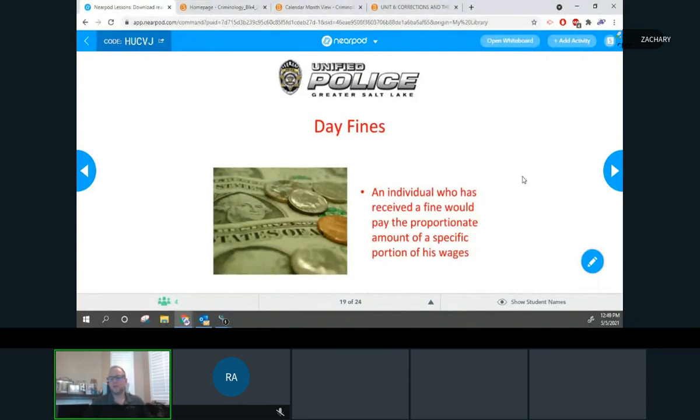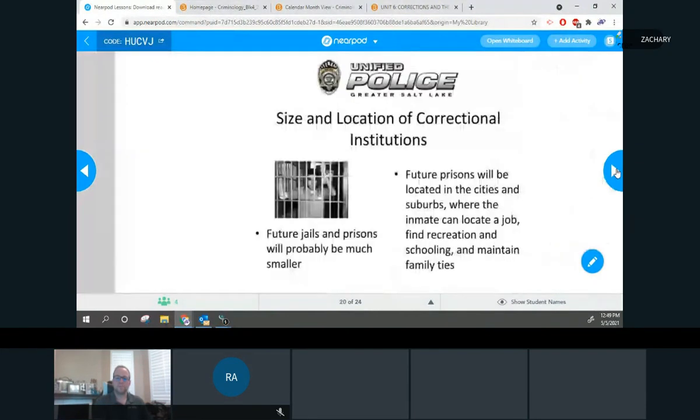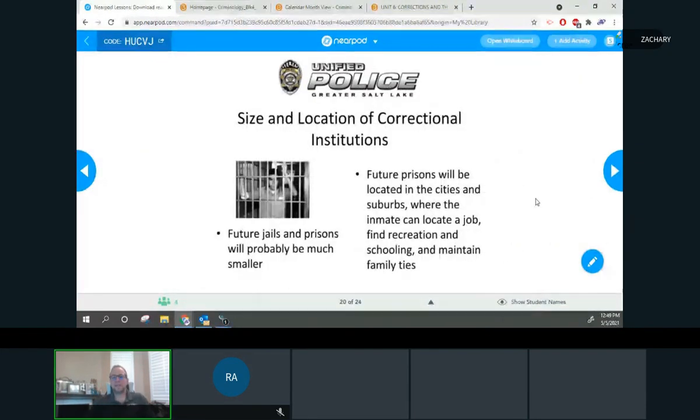If they do things that are inappropriate, not following their jobs, that kind of stuff, they can get fines and things taken away from them. Okay, the size and location of the correctional institutions. So future jails and prisons will probably be much smaller than they are now.